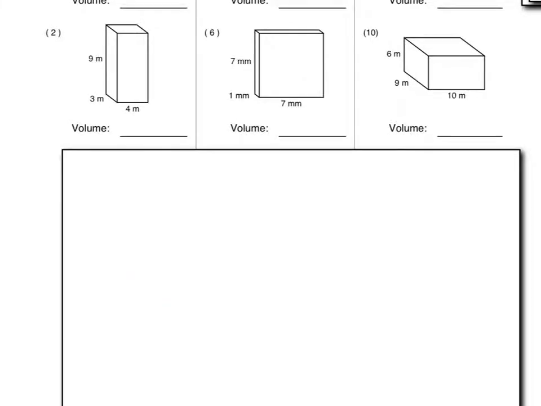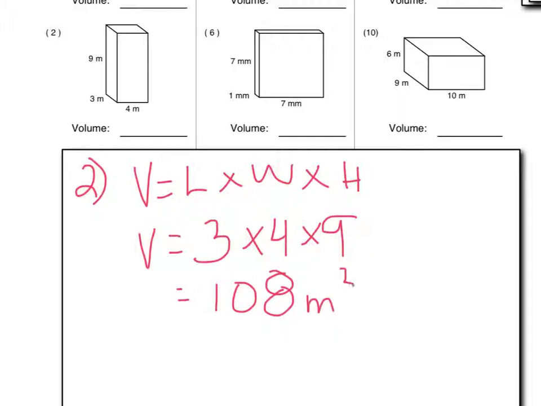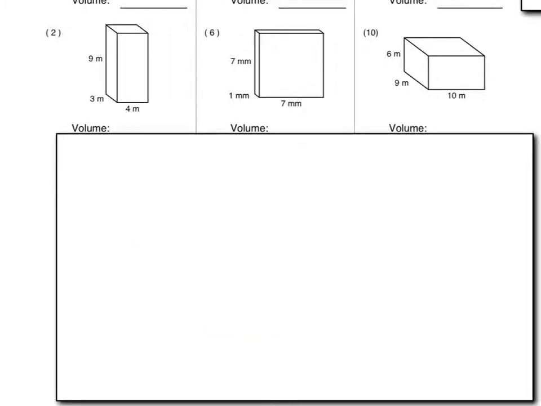All right, looking at our second row of shapes. Number 2 is the one we're looking at right now. Volume equals length times width times height, because I want that formula. Volume then equals 3 times 4 times 9. 3 times 4 is 12. 12 times 9, that one I don't know in my head, is 108. And it's meters cubed.